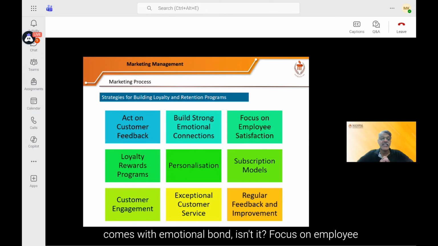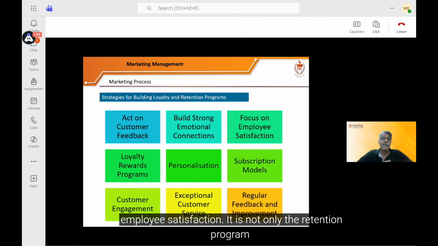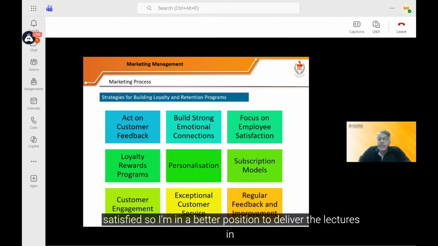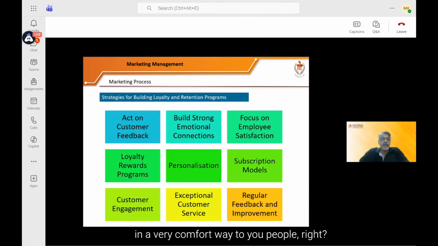Focus on employees' satisfaction. It is not only customers for whom a retention program can be successful, but also the employees who are working in the organization. We need to focus on their satisfaction because ultimately the employees are delivering. For example, my requirements are met by Manipal University, Jaipur. I'm satisfied, so I'm in a better position to deliver the lectures in a very comfortable way to you, right?